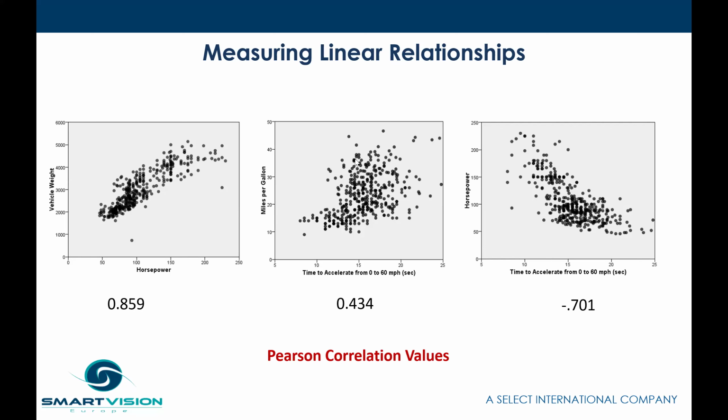If it's a less linear relationship, a slightly more random relationship, there's still a general trend upwards here. We can see the relationship between time to accelerate from 0 to 60 and miles per gallon. In other words, if the car takes longer to accelerate from 0 to 60, it tends to be more fuel efficient. That's a weaker correlation.